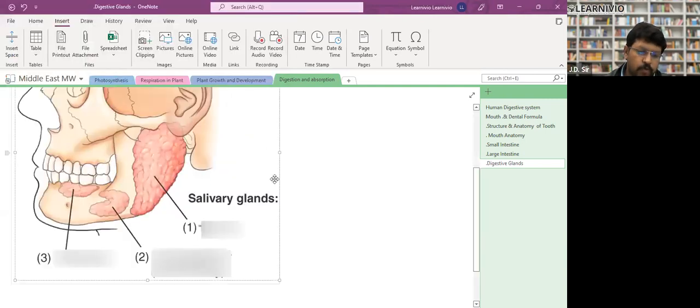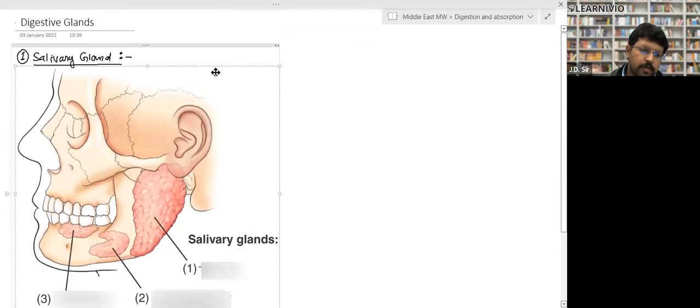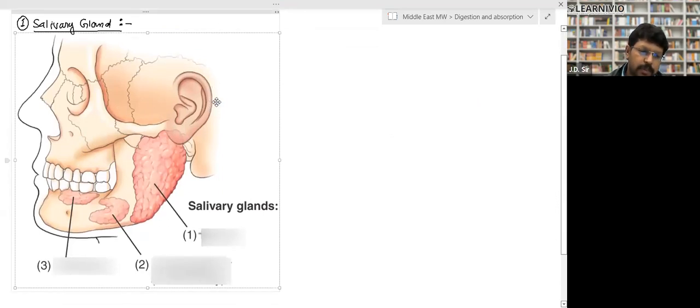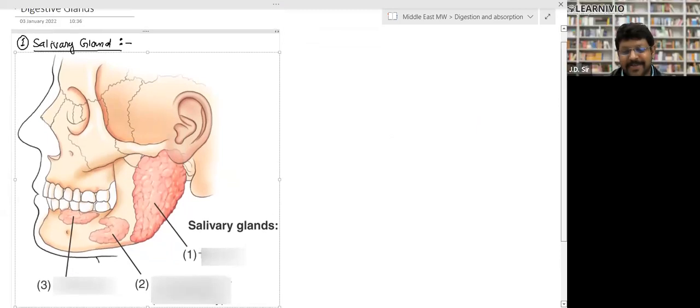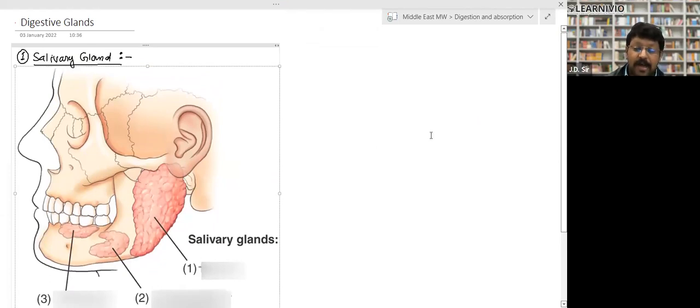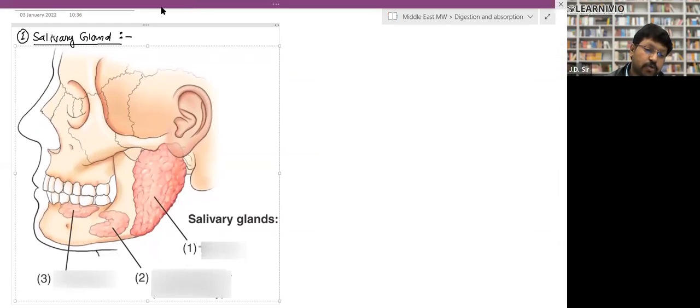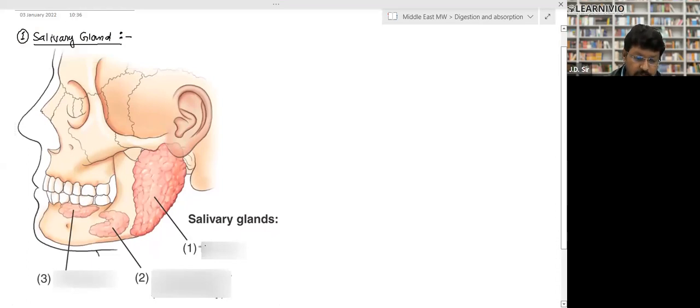How many salivary glands are found in humans? Can you tell me? I have told you 3 types of salivary glands are found, and there are 3 pairs of salivary glands in our body, so there are a total of 6 salivary glands. This larger one is called parotid, this is called sublingual, and this is called submandibular. So there are 3 types. Parotid are the largest type, right?